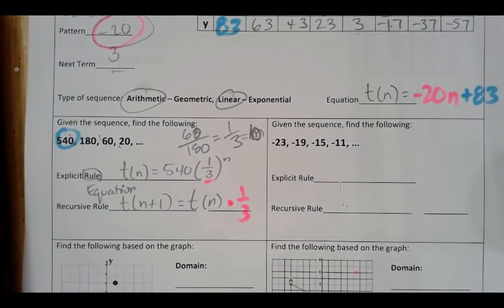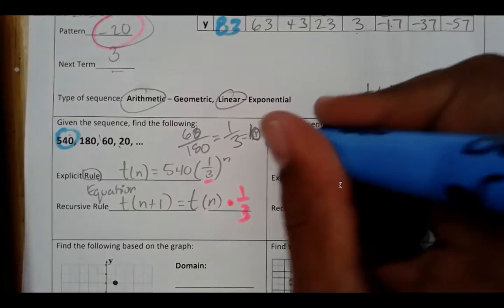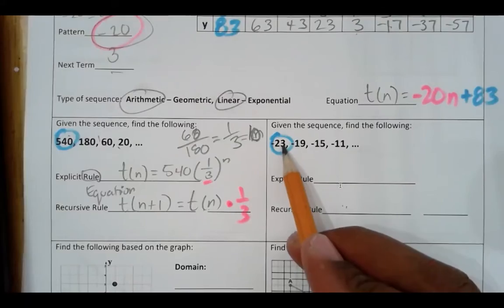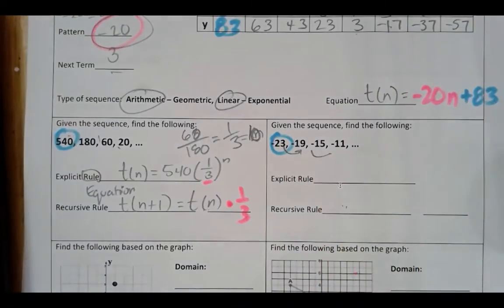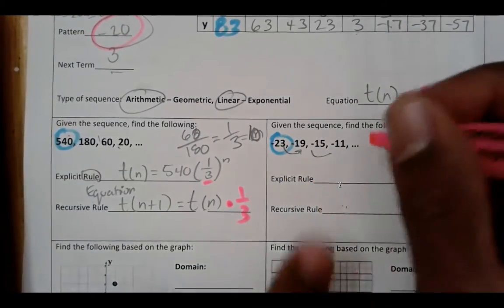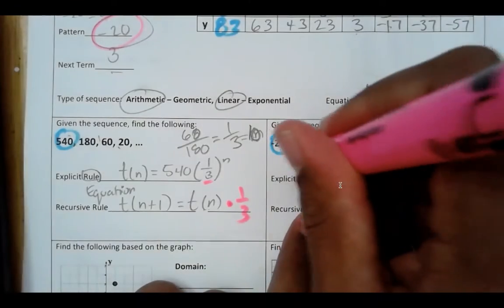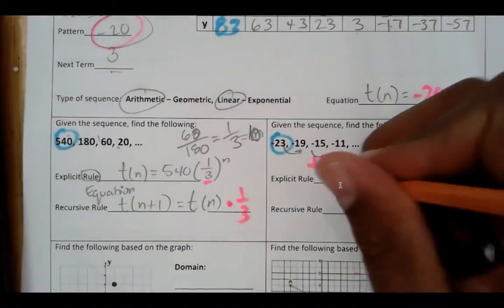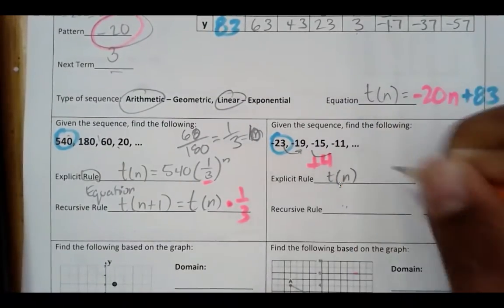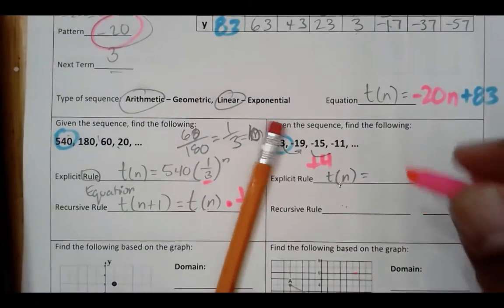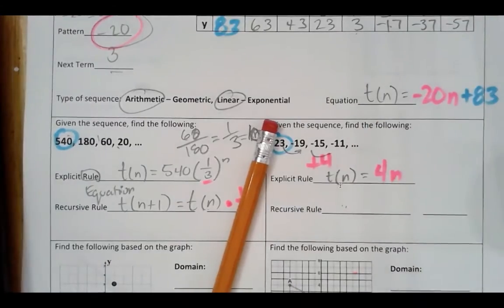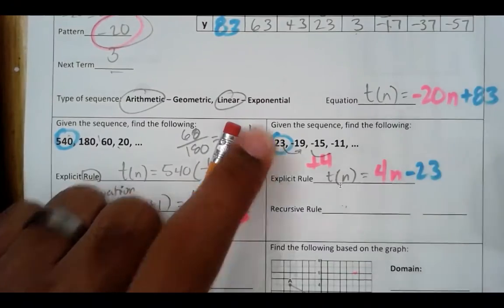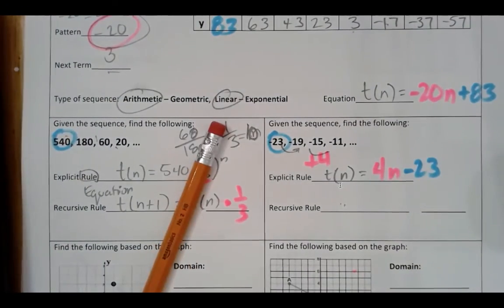All right, so now for the next one, an arithmetic pattern. There's the start. Notice it's arithmetic because from here to here we're increasing, so this is increasing by adding 4. So we're going to start with t of n equals 4n, and then we add the start value, which is negative 23, so we put minus 23. That's the equation for the arithmetic pattern.